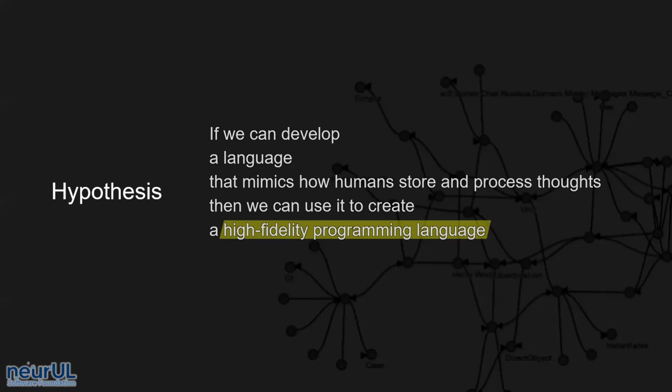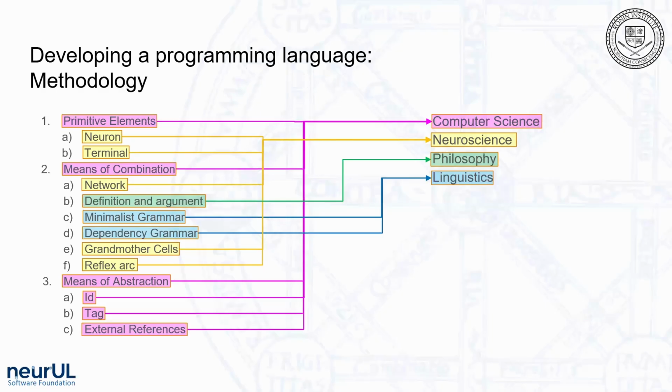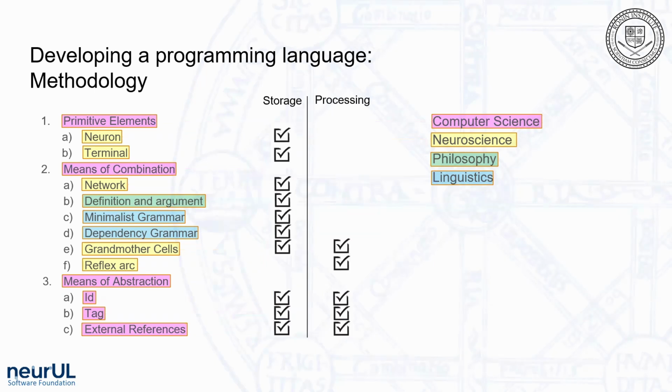Let's now have a look at the basic structure of our programming language. The basic mechanisms of our language are taken from computer science. Then, we use elements from other scientific fields such as philosophy, linguistics, and most importantly, neuroscience. As with human thought and neural cognitive systems, some aspects of our language are used in storage, others for processing, and others for both.